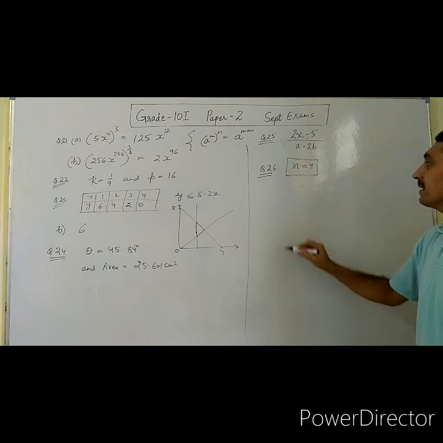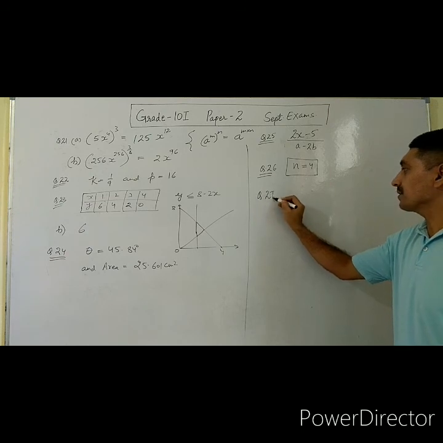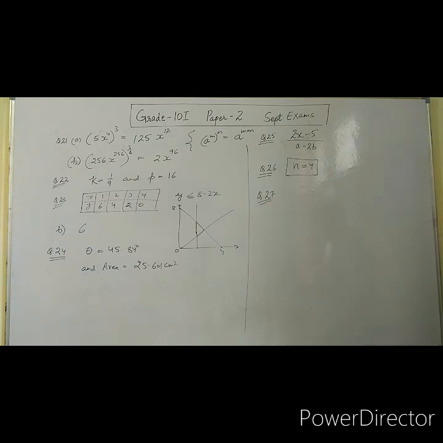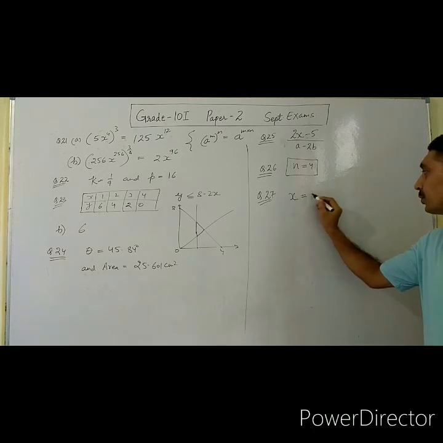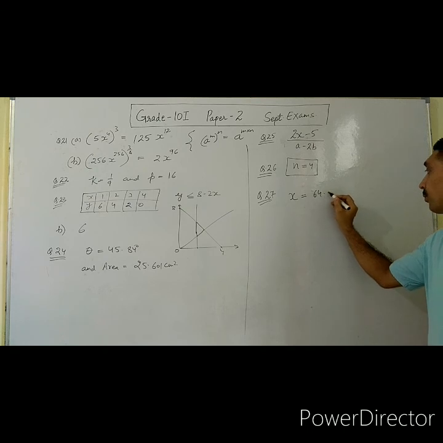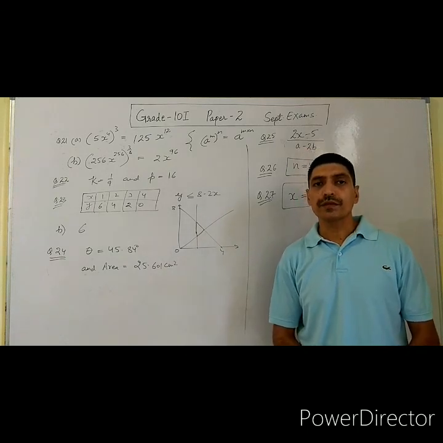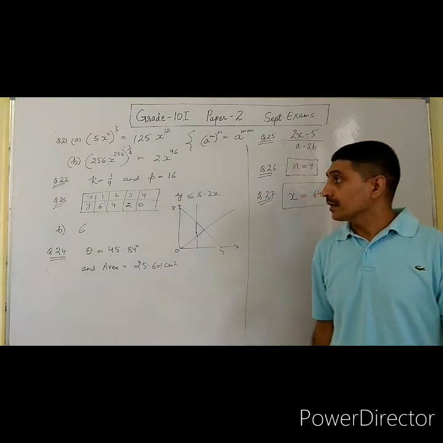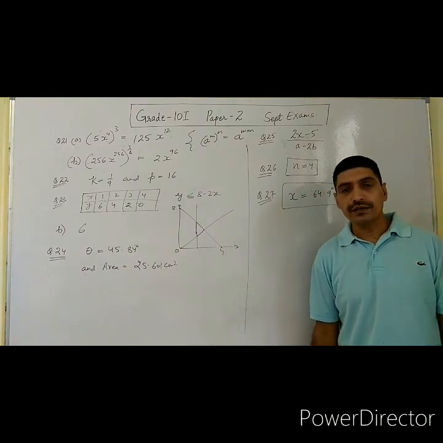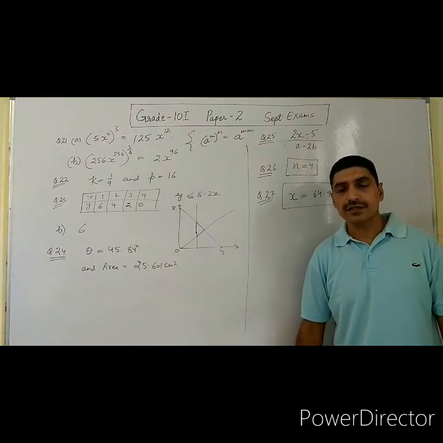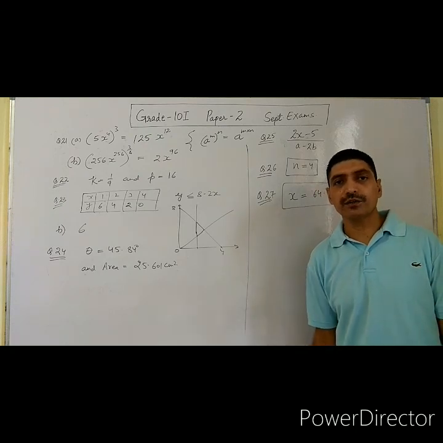The value of n is coming 4, and whereas in the last question, by using the cosine rule, right? By using the cosine rule, we have the value of x, that is equal to 64.9. So this is all about your paper 2, and you can check all your answers, okay? And after this, you will also rectify your mistakes.